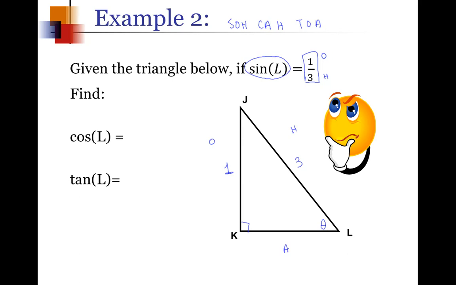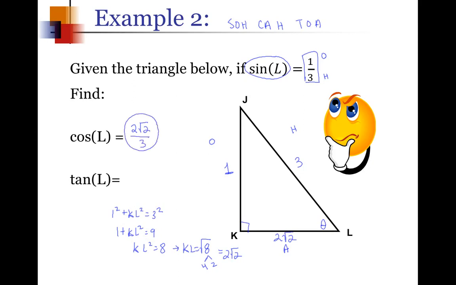We need side KL. So 1 squared plus KL squared equals 3 squared. 1 plus KL squared equals 9. KL squared equals 8. Therefore, KL is the square root of 8. I'm going to choose to simplify that, right? This is 4 times 2, so this is going to be equal to 2 root 2. So this side is 2 root 2. So if we want to know the cosine, well, cosine is adjacent over hypotenuse. So 2 root 2 over 3.